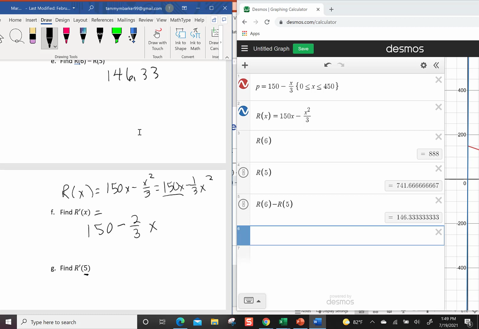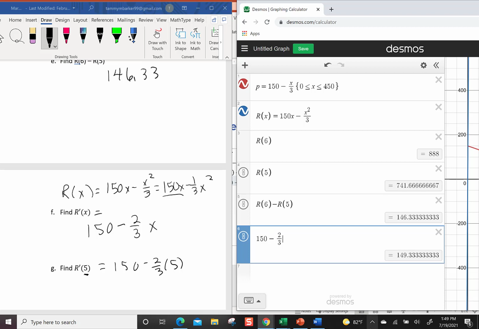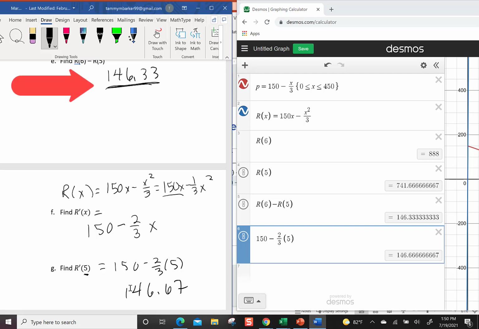Now I can find the derivative of R when x is equal to 5. I have 150 minus 2/3 of 5. I'm going to do 150 minus 2/3 of 5, and I get 146.67. We can still see the 146.33 we got from doing R of 6 minus R of 5, and now we have R prime of 5 is 146.67, so a very close approximation by doing the derivative.